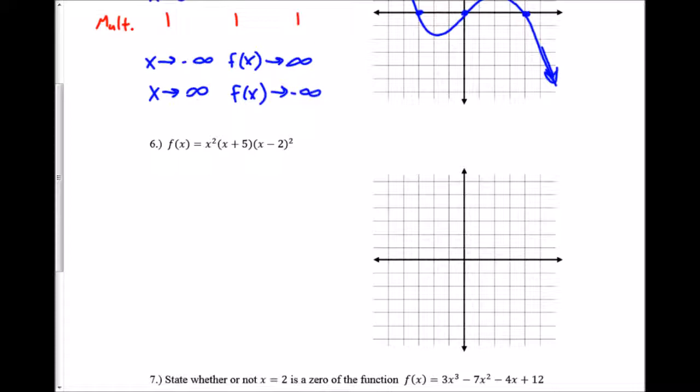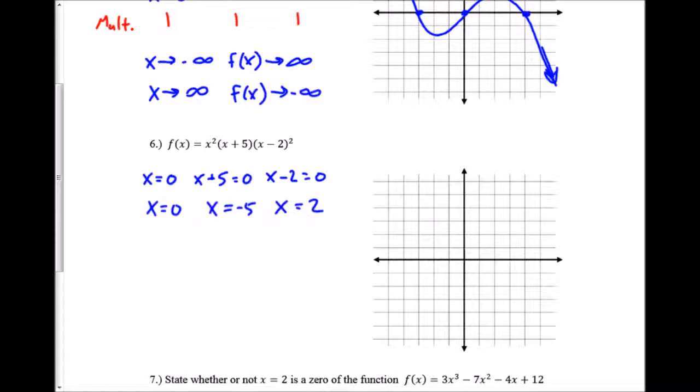If I look at the next one, I do the same thing. I set each factor equal to 0. So I have x equals 0. I have x plus 5 equals 0. And I have x minus 2 equals 0. And I solve each. This one's already solved. This one gives me a -5. And this one gives me a +2.